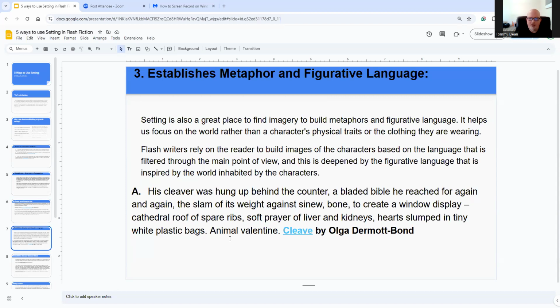Flash writers rely on the reader to build images of the character based on the language that is filtered through the main point of view, and this is deepened by the figurative language that is inspired by the world inhabited by the characters. We don't get a description of the character from Niehoff's story, the one in the hotel that we talked about before this, but we have a sense of who they or he might be, could be she, might be, based on how they see the world and a few of their small actions.